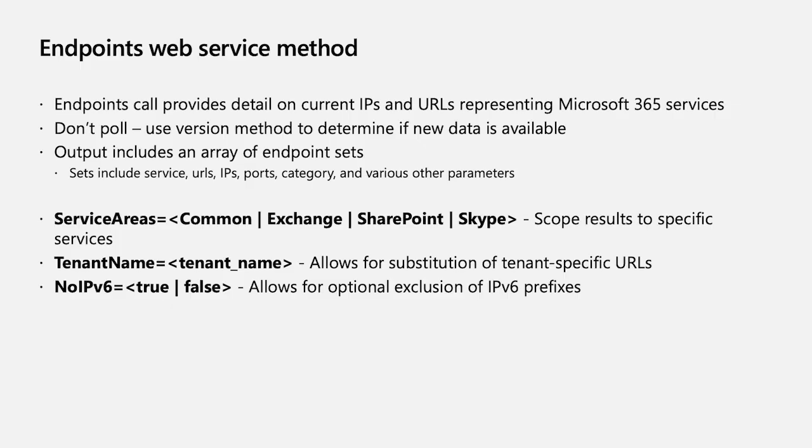We also allow you to pass in your tenant name, and this allows us to substitute tenant-specific URLs for what would otherwise be returned as wildcard URLs. A specific example of this would be the SharePoint URLs that are tenant-specific. If you want to just focus on the URLs that are appropriate for your tenant, then you'd want to pass in the tenant name here, and we'll do that URL manipulation prior to returning the results. And if you're not using IPv6, we provide you the ability to exclude IPv6 prefixes from the results from this method.